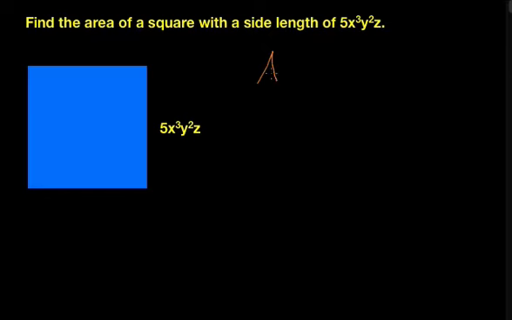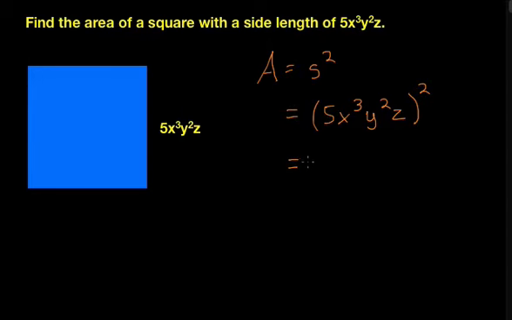So the area of a square is just its side length, s, squared. We know that the side length is 5x cubed y squared z, and all we're going to do is square that. So what do we get? This is just the power of a product property. We're going to distribute the exponent on the outside of the parentheses to all of the parts of the product.